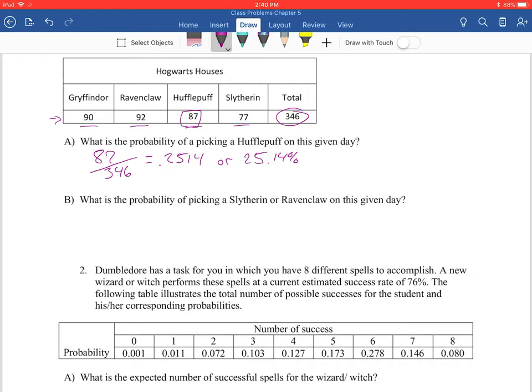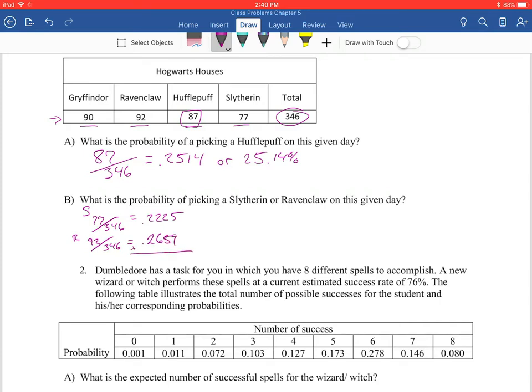The next part is, what is the probability of picking a Slytherin or Ravenclaw on this given day? Same thing, you can tackle this in 2 ways. We're going to first tackle it the same way we did the first problem. First we have Slytherin, which I'm going to denote as an S. In the Slytherin house you have 77 Slytherins over 346, which is going to equal 0.2225. And then in Ravenclaw, denoted with an R here, you have 92. So 92 over 346, and that equals 0.2659.